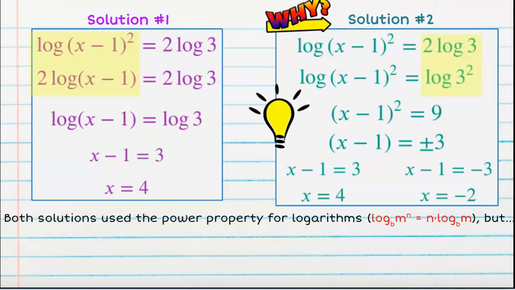Both solutions use the power property for logarithms. On solution number 1, the property was used in the expanding fashion because the squared came to the front as a coefficient of 2, and then those 2's were canceled out. In solution number 2, on the right side of the equal sign, the property was used more in the condensed version where the 2 was brought up to be an exponent on the 3.